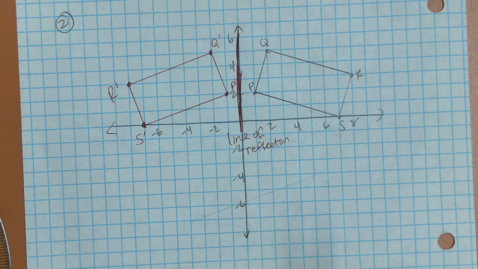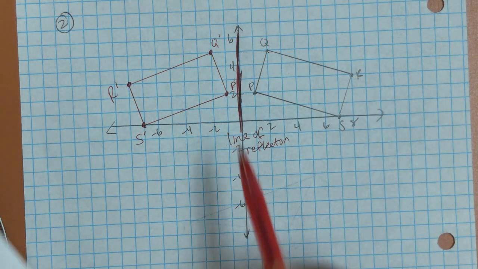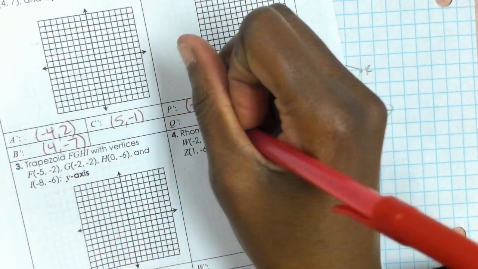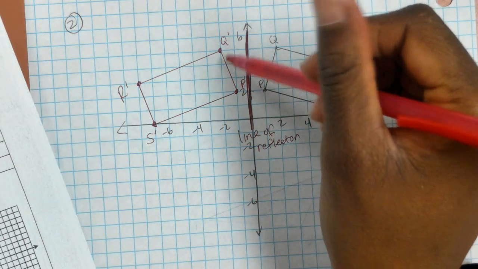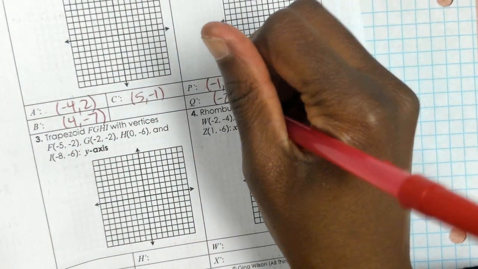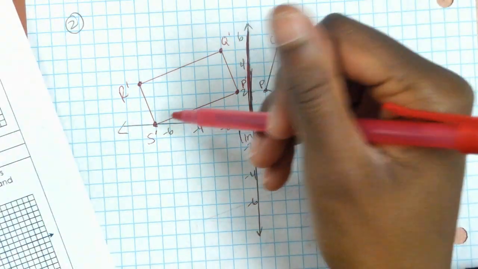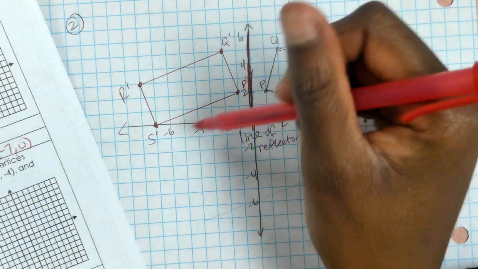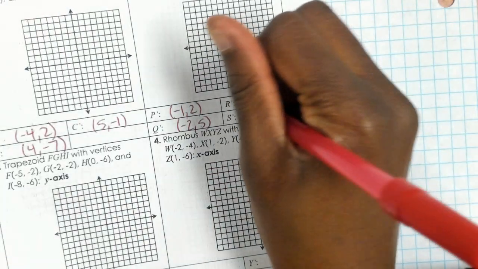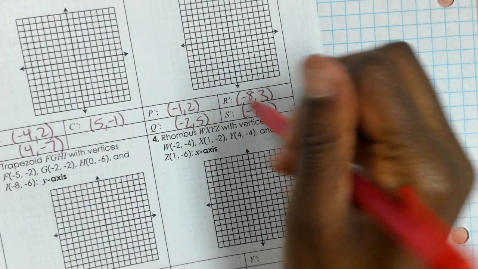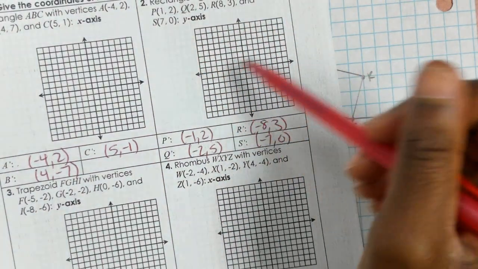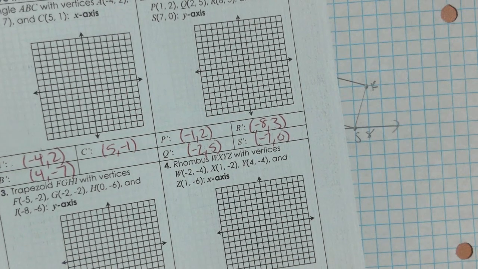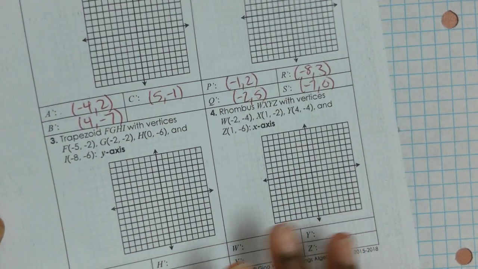So that's a reflection across the y-axis. And then you'd put those points: (-1, 2), (-2, 5), (-7, 0), and (-8, 3). Compare these to what the original points were and see if you notice anything about them. That would help you shortcut maybe problems 3 and 4.